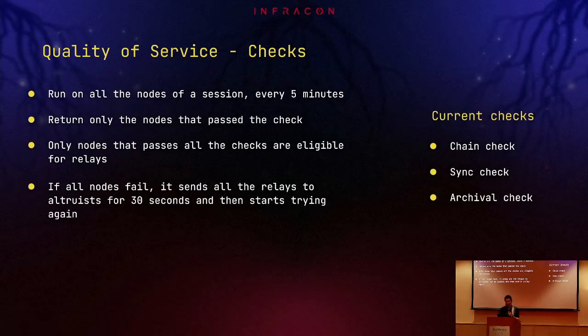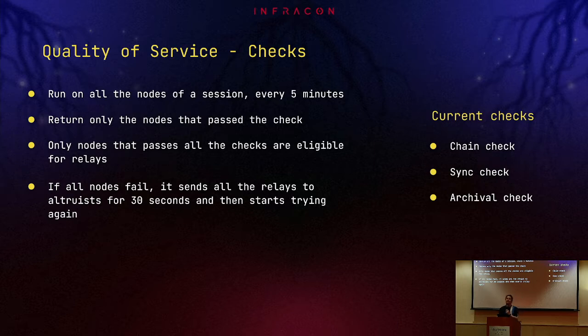So, we currently have several types of quality of service checks. These checks are performed on the nodes of an active session. An active session is a session that is being used by the Portal API. And these are run every 5 minutes for all the nodes on that session. Each of the checks only returns the nodes that pass such checks. In order for a node to be eligible to perform relays, it needs to pass all the checks on time.